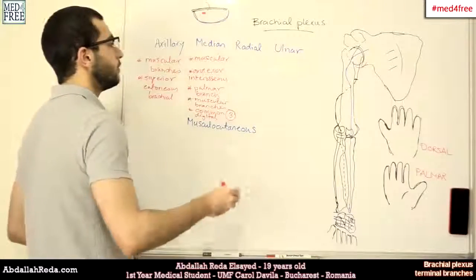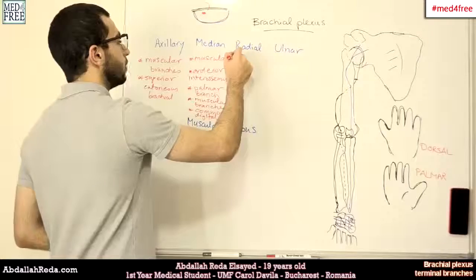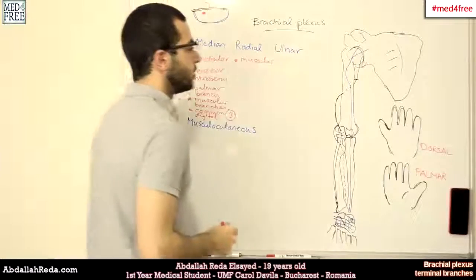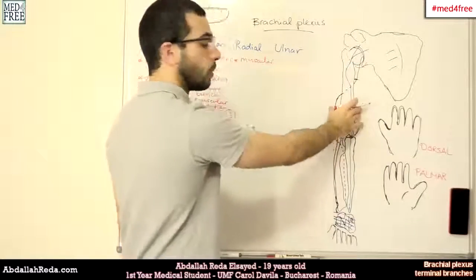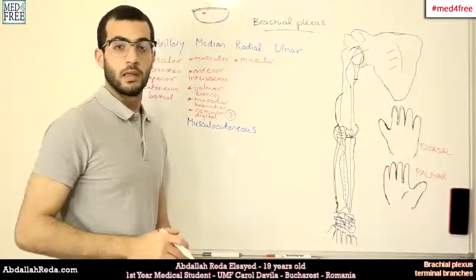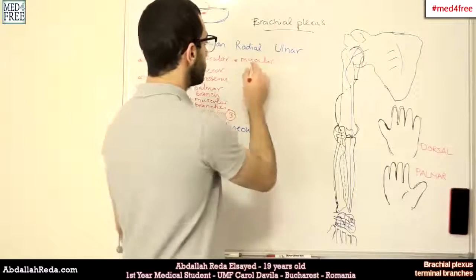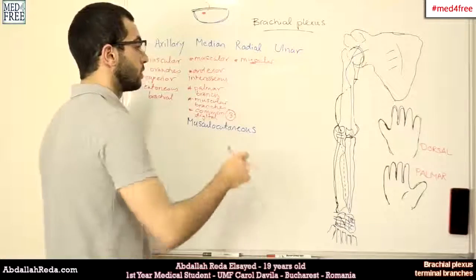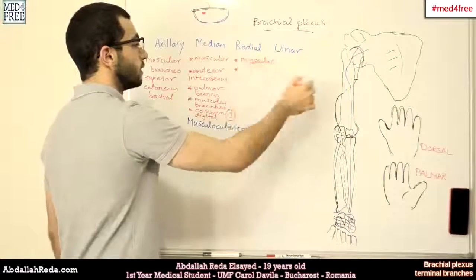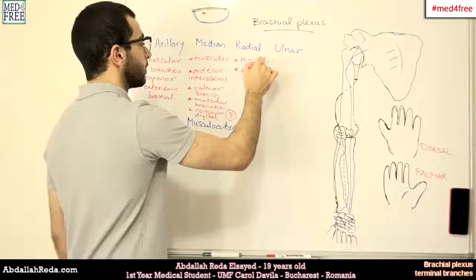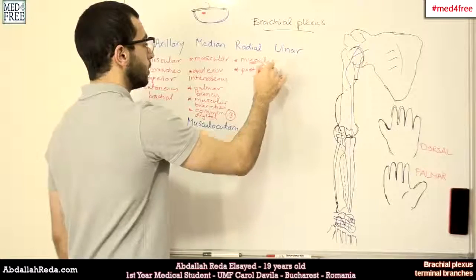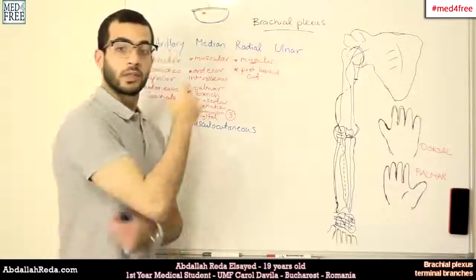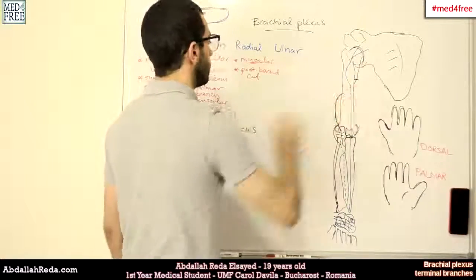From this we conclude that the radial nerve will give muscular branches, and these will be for the posterior compartment of the arm, the triceps and the anconeus muscles. So it provides muscular branches for such muscles. Also, it gives the posterior brachial cutaneous branch. So it innervates the skin of the posterior aspect of the arm.